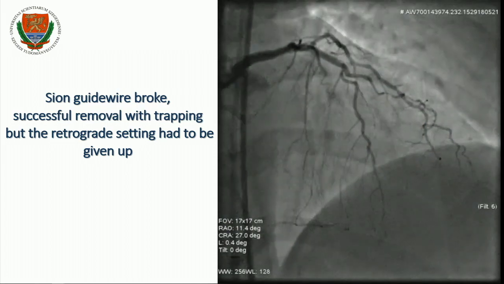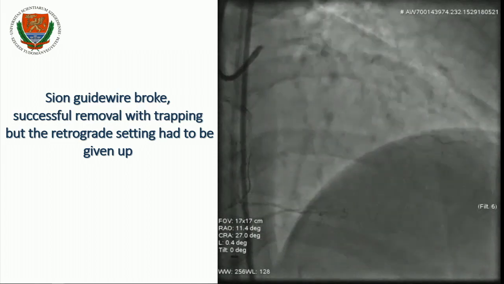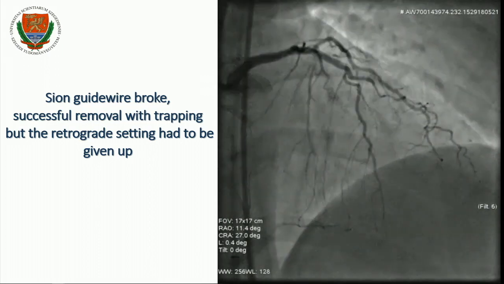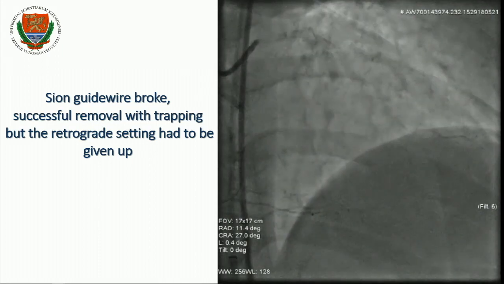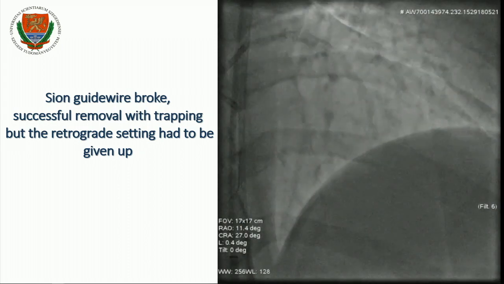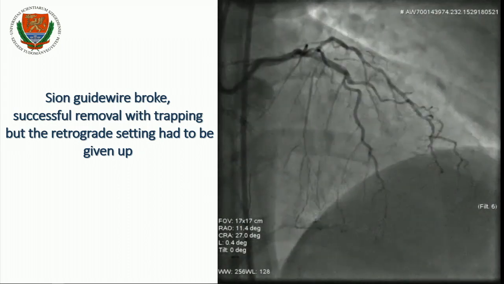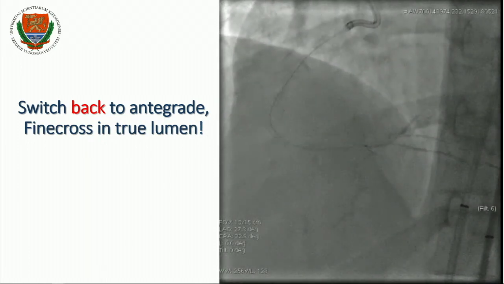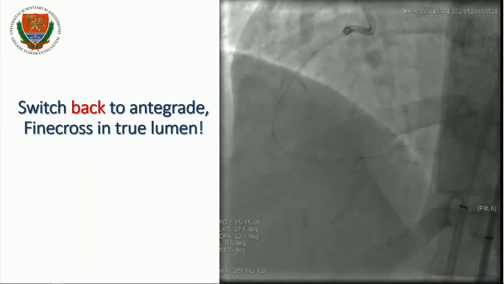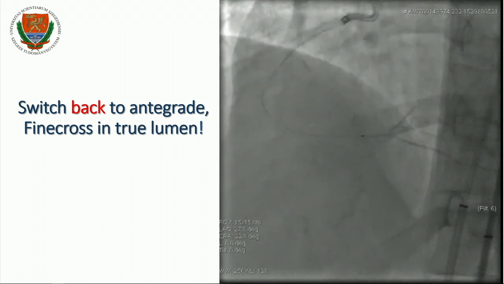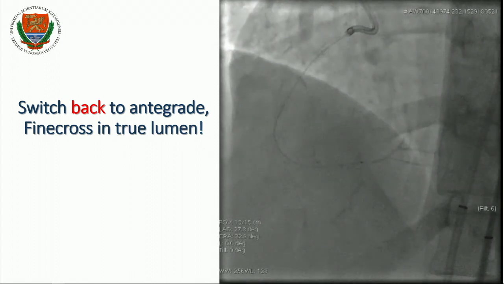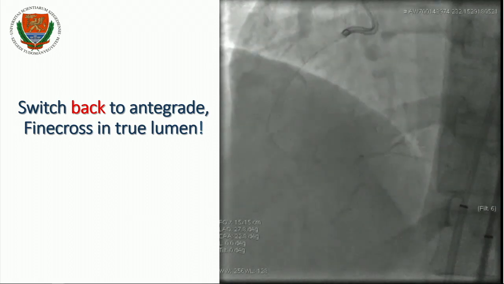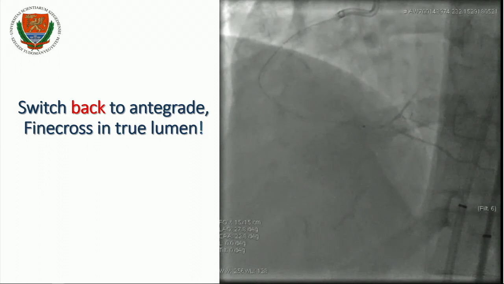So after that, we continued with the retrograde procedure, but another problem happened. The Sion guide wire broke, so we had to remove this broken guide wire by trapping it with a balloon. But during these manipulations, we had to give up the retrograde setting. So then we switched back to antegrade again. And with the Gaia wire, we could pass to the true lumen, and we confirmed this with a microinjection from the Fine Cross microcatheter.